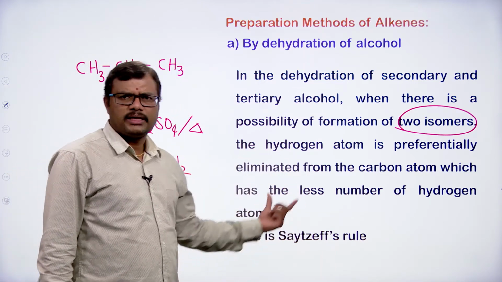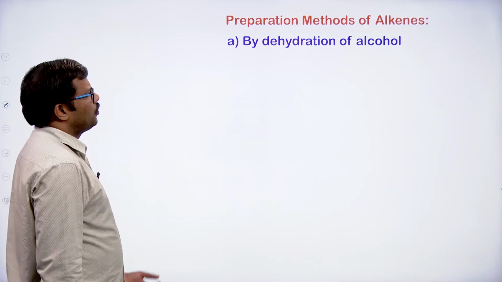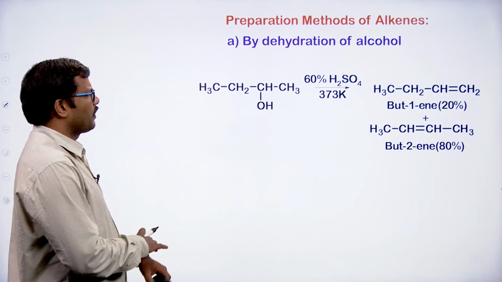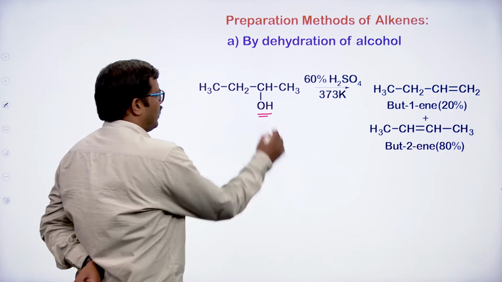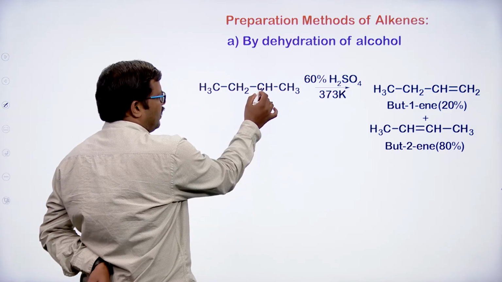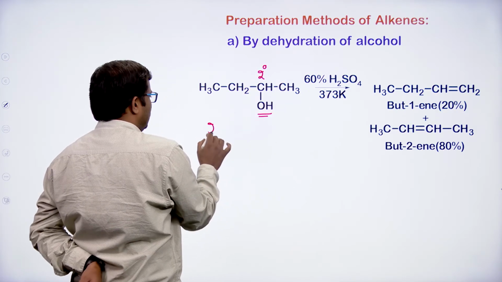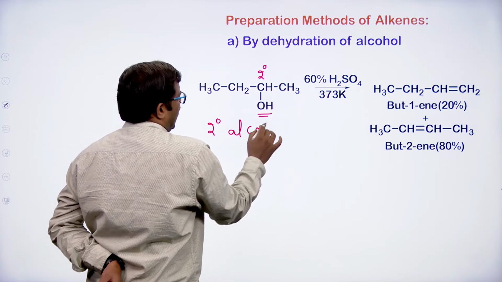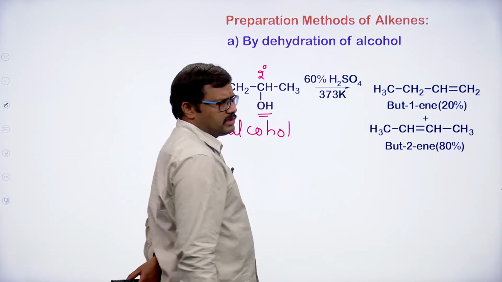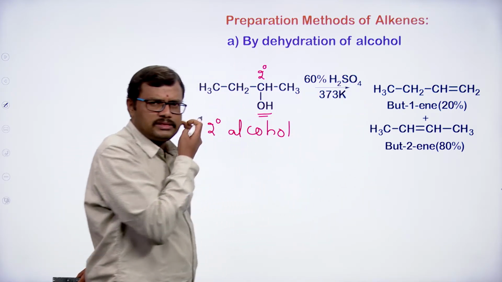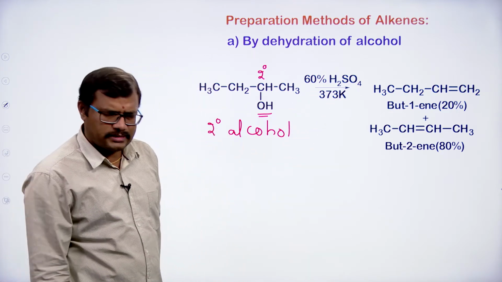This rule is generally known as Saytzeff's rule. So let us proceed further to know the Saytzeff rule. For example, here if we observe, this is the OH group connected to a carbon atom. This carbon in turn is connected to 2 other carbon atoms, so this is a secondary carbon atom, and this is a secondary alcohol. So we have a secondary alcohol in our hand and we are carrying out the dehydration reaction by using 60% sulfuric acid at 373 Kelvin, that is around 100 degrees centigrade.